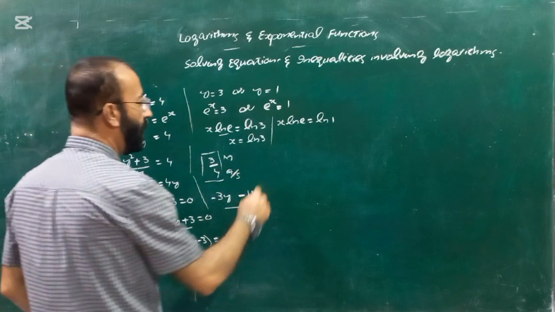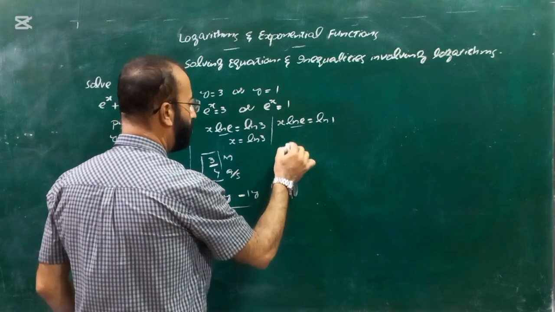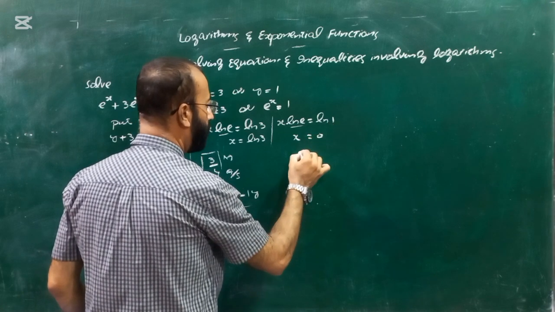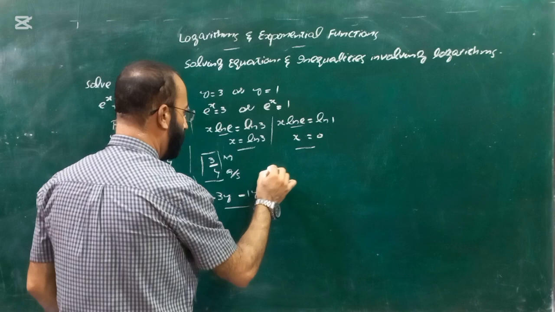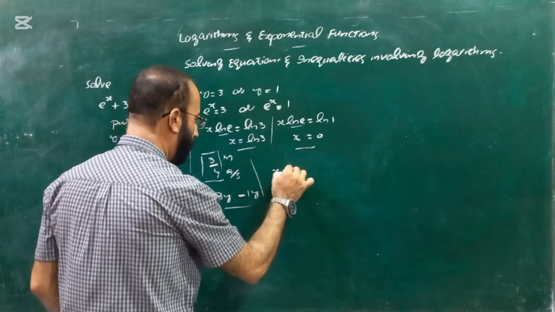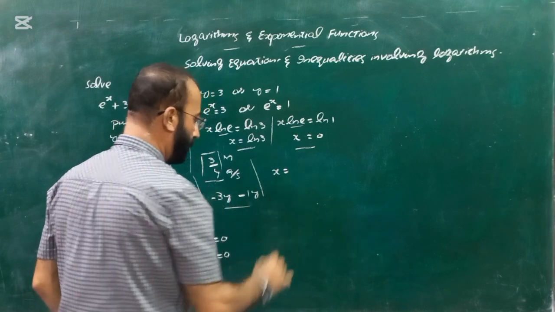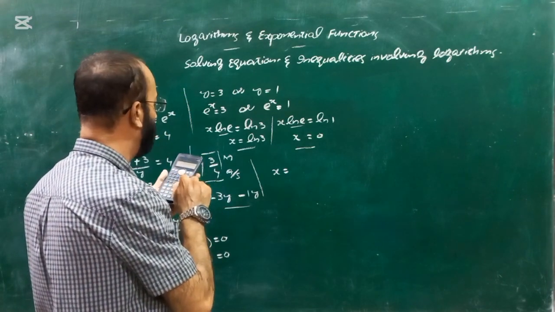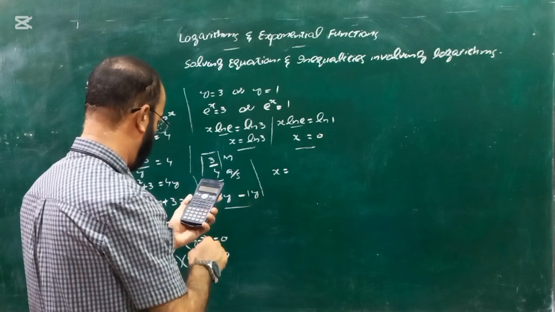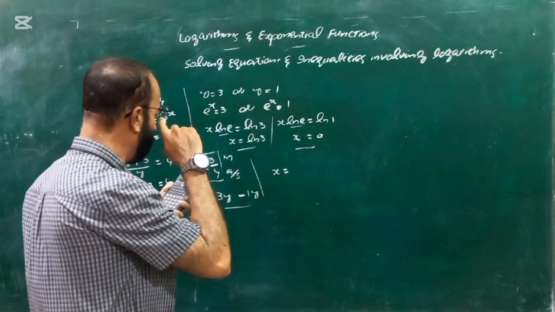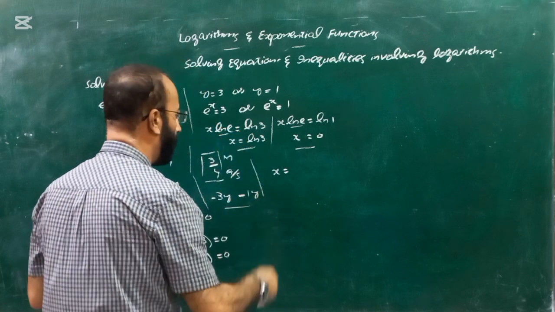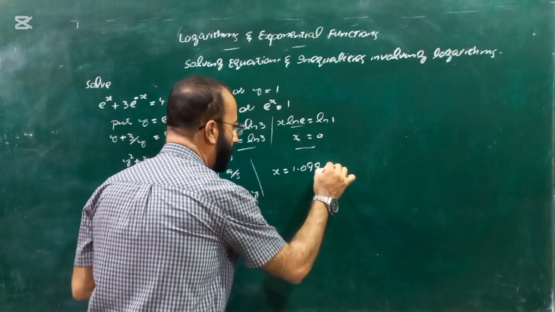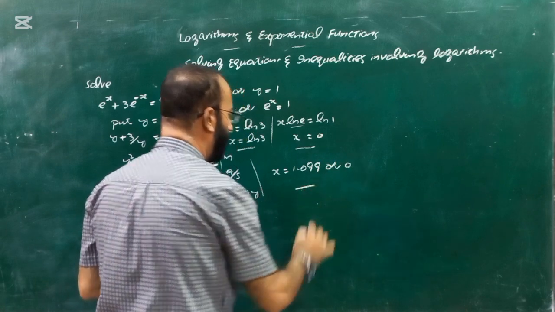This is one answer. And on the right side, this natural log of e is 1. So x is equal to, and this natural log of 1 is equal to 0. So these are the two answers. So x is equal to natural log of 3, and natural log of 3 answer is 1.099, and the second answer is 0. So these are the answers.